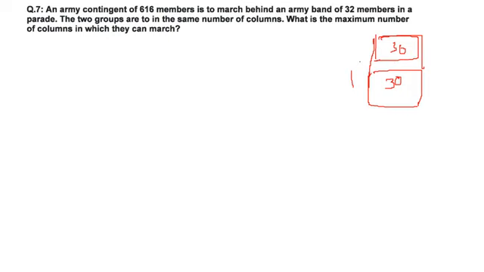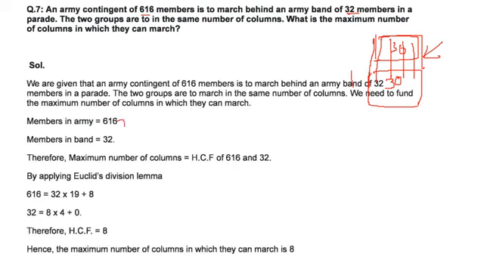So essentially we have to find out the highest common factor in terms of these lanes, or you can say columns. So we'll take 616 and 32, and find out the HCF. So 616 and 32, let us find out the HCF using the Euclid lemma.